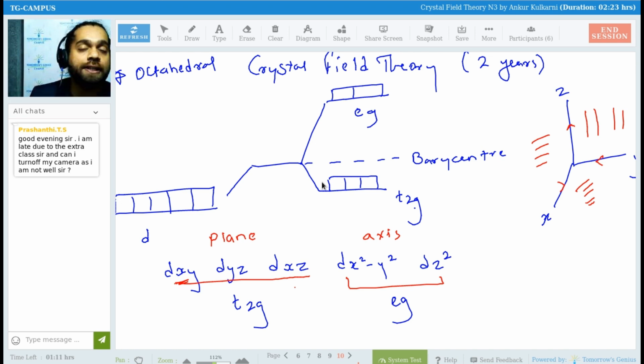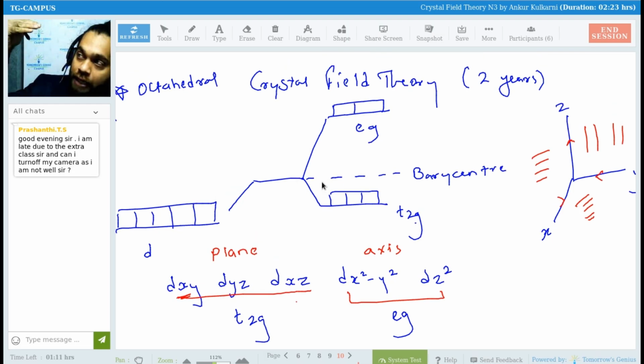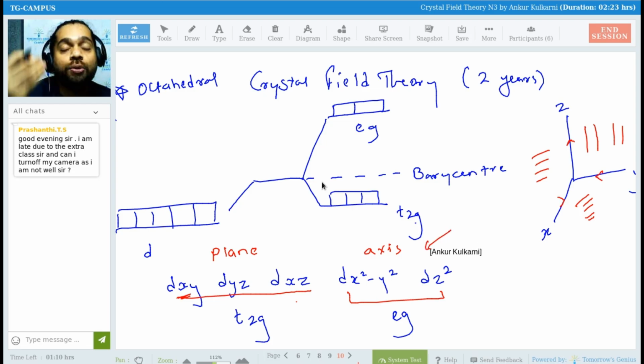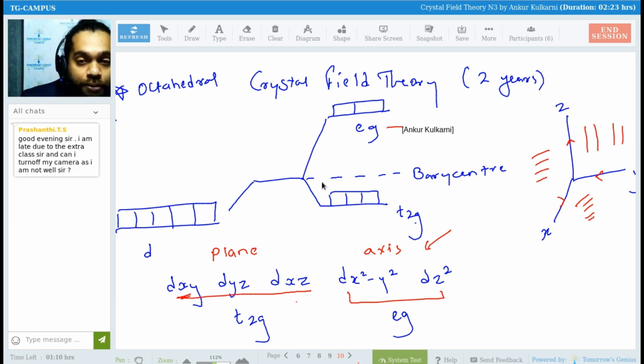Look over here. What happens is the ligands in the octahedral complex are coming from the axis. Your ligands are approaching the metal through the axis, and hence the orbitals which are on the axis, their energy increases. The orbitals on the axis become unstable. They go to higher energy. That's why EG over here, T2G over here.